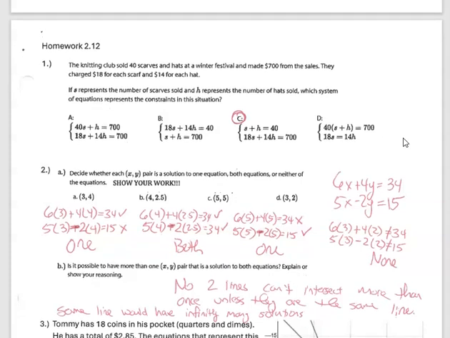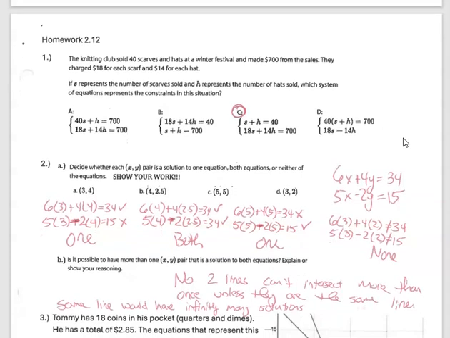Now, when we look at our homework, the first one is asking what set of equations would represent the situation. Once again, one equation would be the total scarves and hats for the knitting club, so 40 scarves and hats together, and the other equation has to be the amount of money you made. So S plus H, the number of scarves plus hats, come together to be 40. And it's $18 for a scarf and $14 for a hat, and you make $700 together. So C would be the correct one.